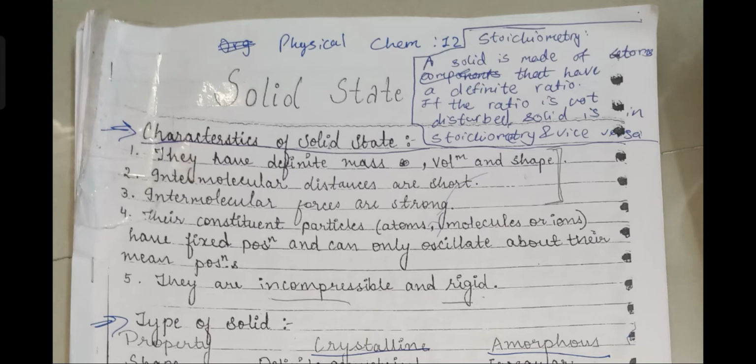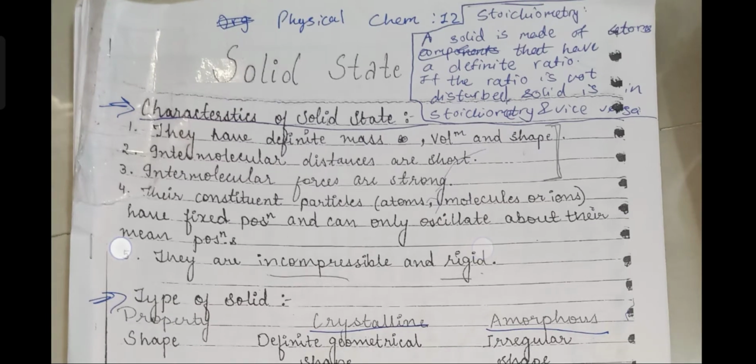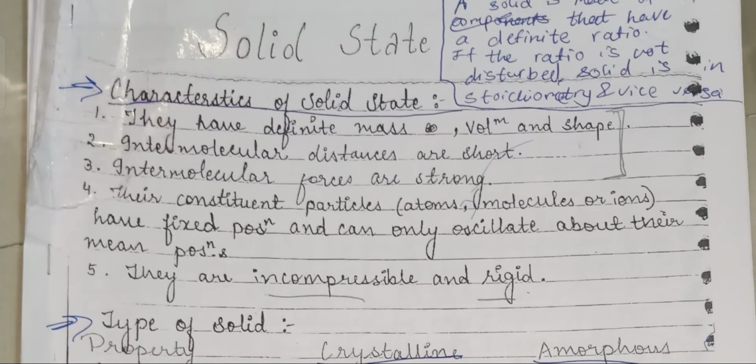Today we are doing solid state, and we will be beginning with this. First of all, we have the characteristics of solid state. What are the characteristics of solid state? They have a definite mass, volume and shape.